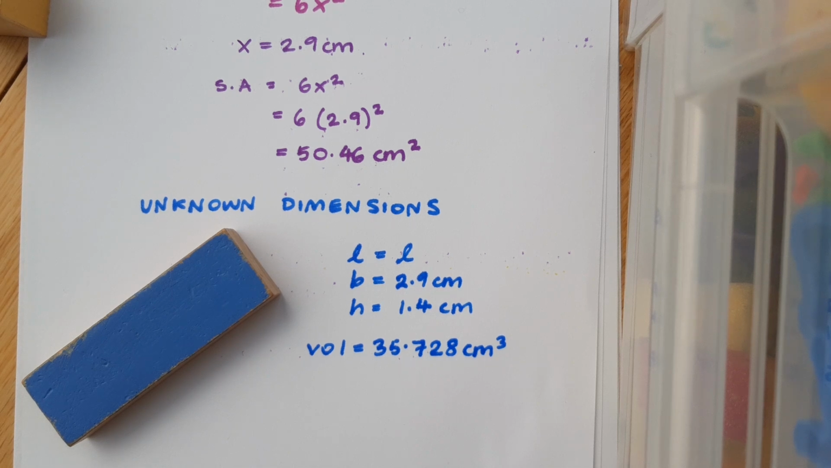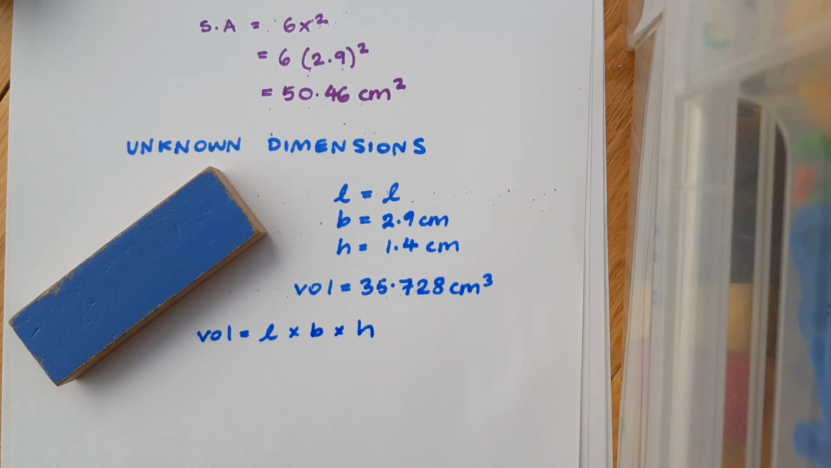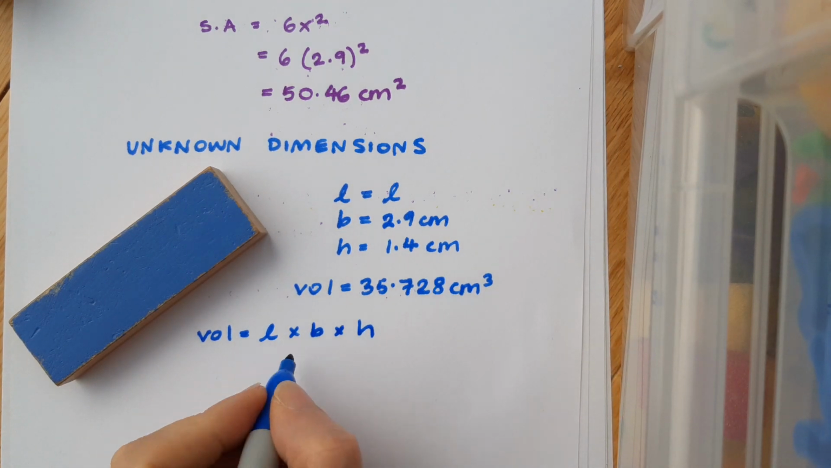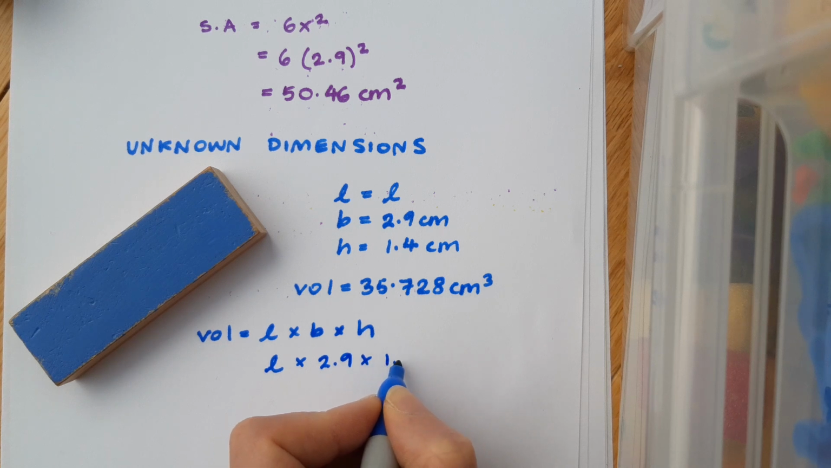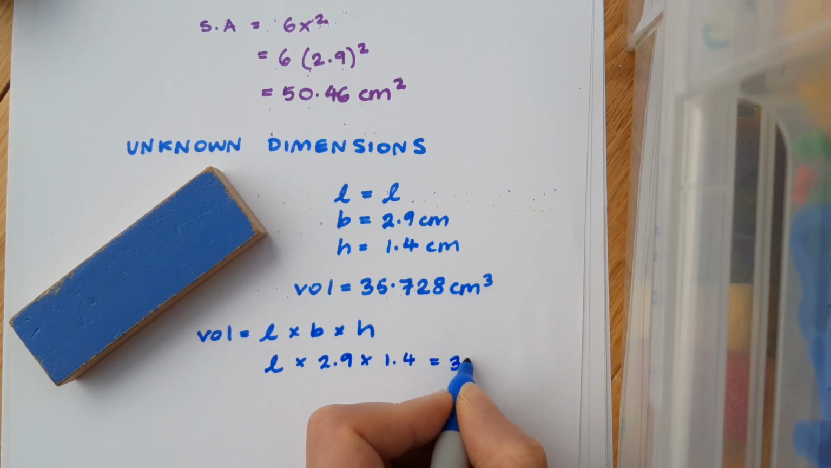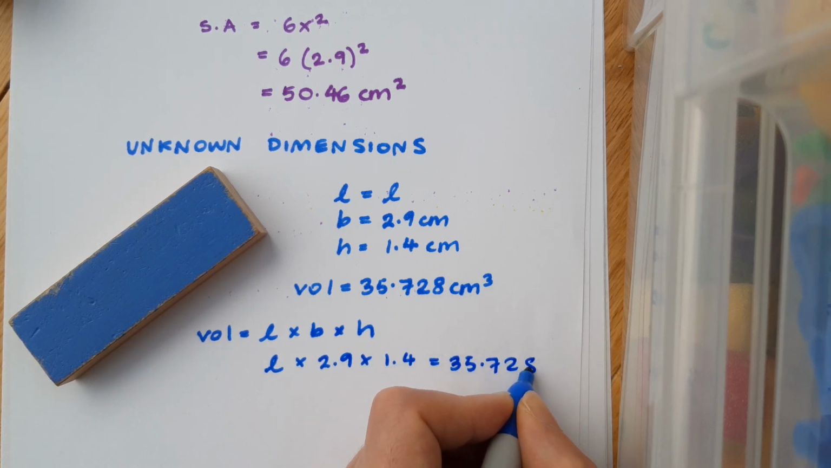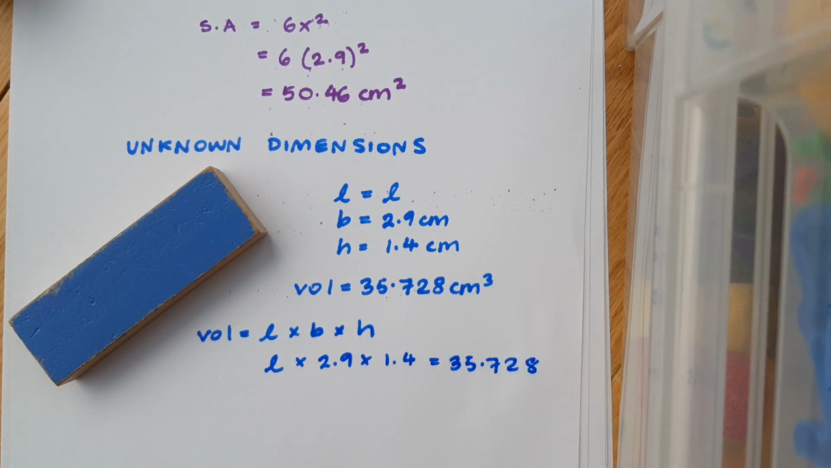So the first thing that I'm going to do is use the formula for volume. So the volume formula, I know, is length by breadth by height. So I'm going to fill in what I know and even what I don't know actually. I'm going to call the length L still. I'm going to say length by breadth by height equals 35.728, which is the known answer for the volume.